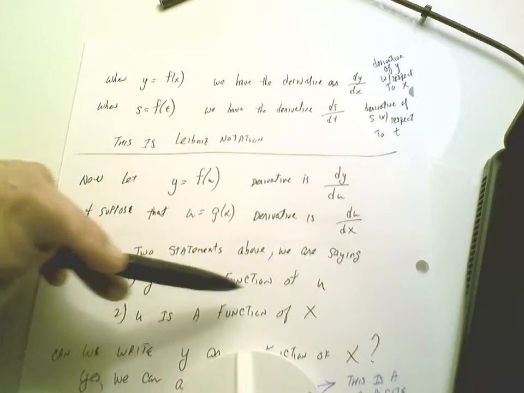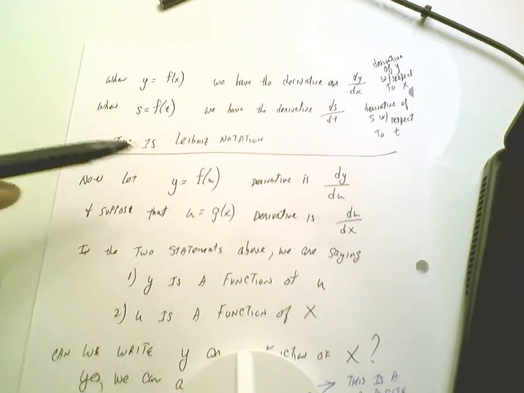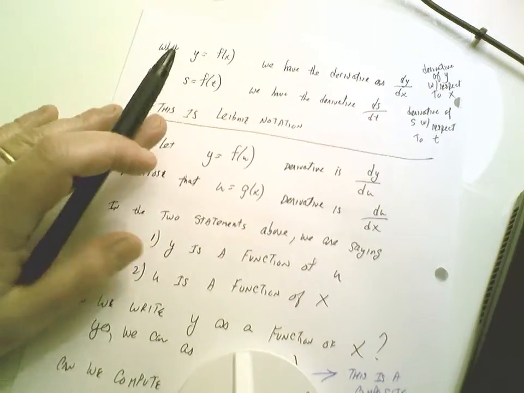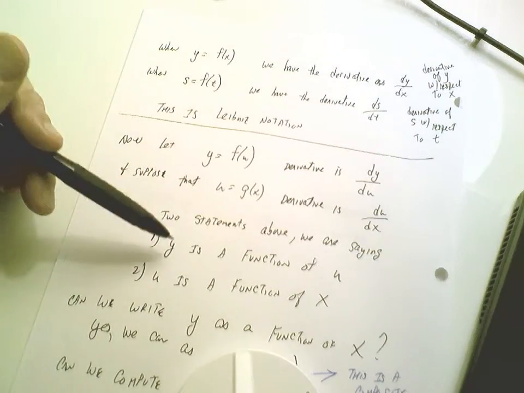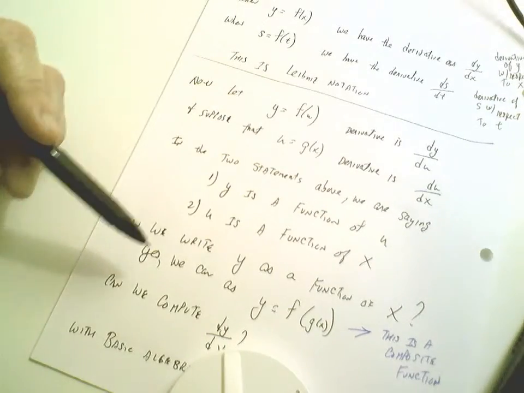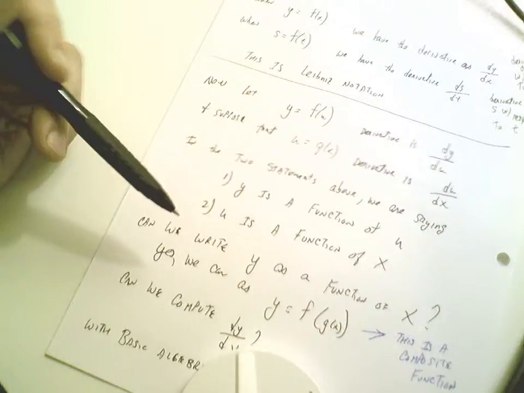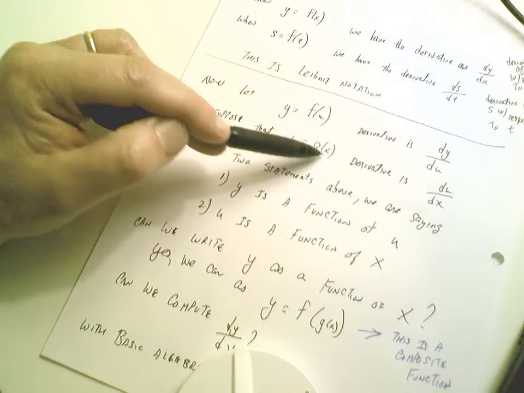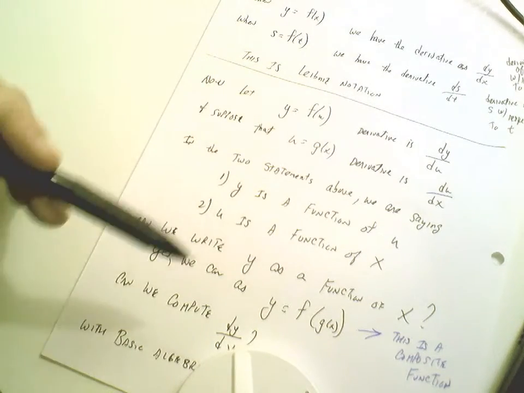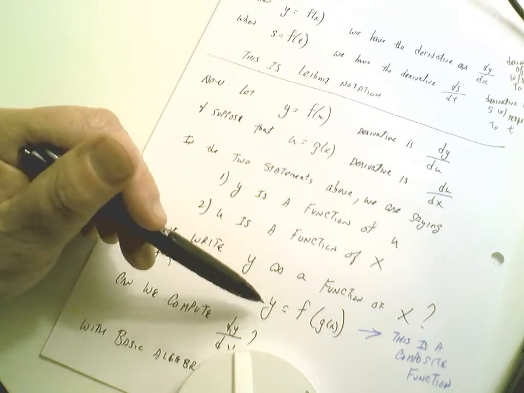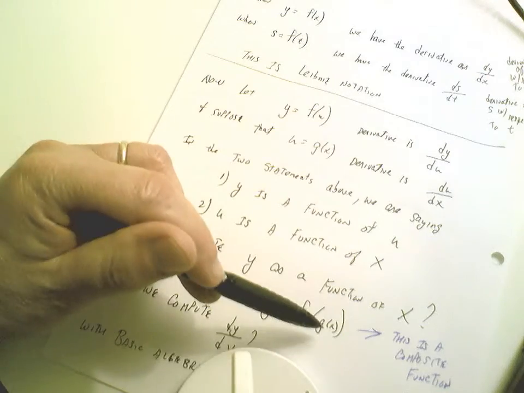And so, with the two statements being true, we're basically saying, just write it, y is a function of u is a function of x. How can we write y as a function of x? We can do that as a compound function. So take a look. y equals f of u, u equals g of x. There's a substitution. So it's not a problem to say y as a function of x is nothing more than y equals f of g of x.